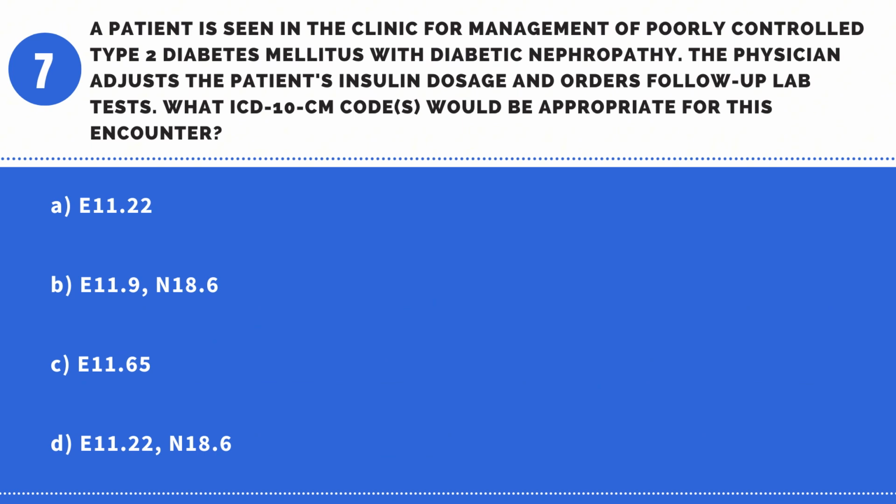Question 7. A patient is seen in the clinic for management of poorly controlled type 2 diabetes mellitus with diabetic nephropathy. The physician adjusts the patient's insulin dosage and orders follow-up lab tests. What ICD-10-CM codes would be appropriate for this encounter? A. E11.22. B. E11.9 and N18.6. C. E11.65. D. E11.22 and N18.6.